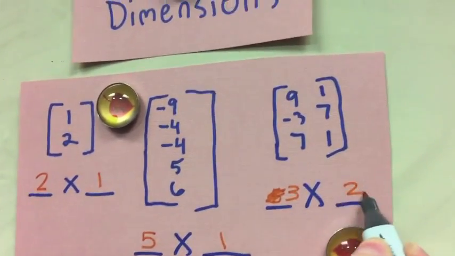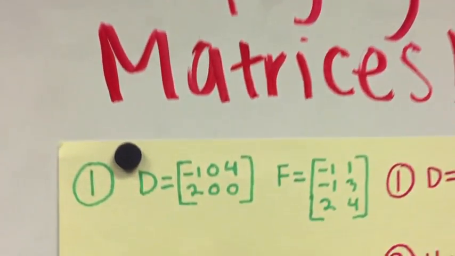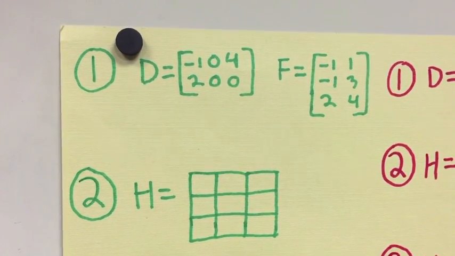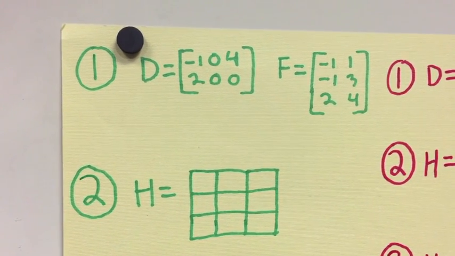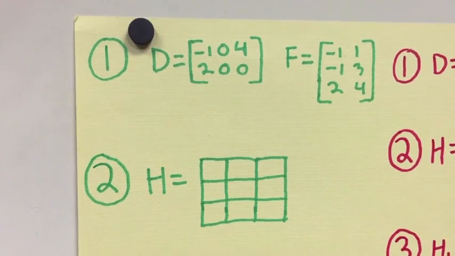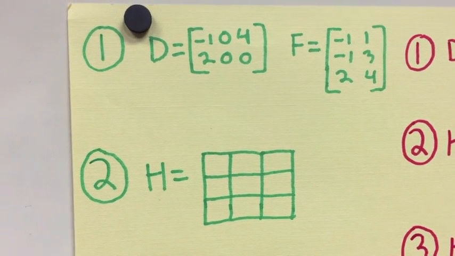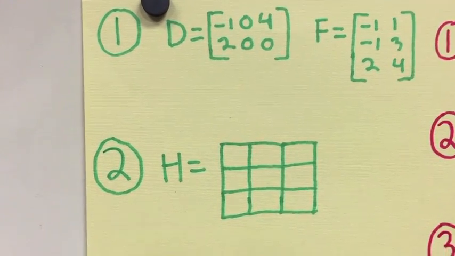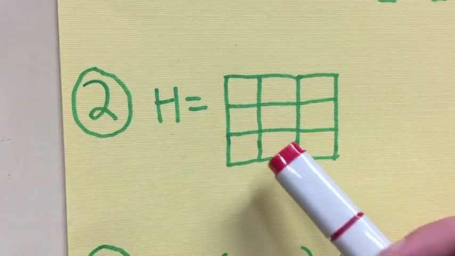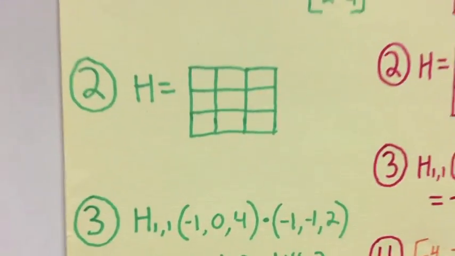3 by 2. Now we're going to talk about multiplying matrices. Our first problem is D equals -1, 0, 4 in the first row, and in the second row, 2, 0, 0. And F equals -1, 1, -1, 3, 2, 4. What we're going to try to find is H, where DF equals H. You see we have our H grid right here, and we don't necessarily need to use all of these columns. It might be smaller. We just put those there.